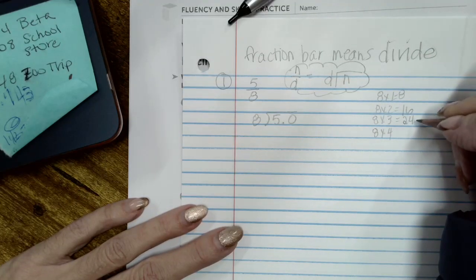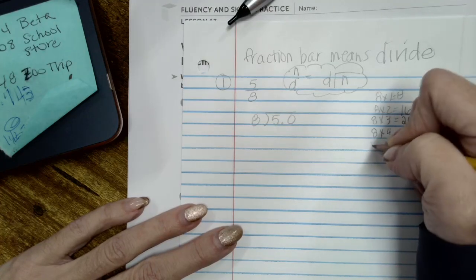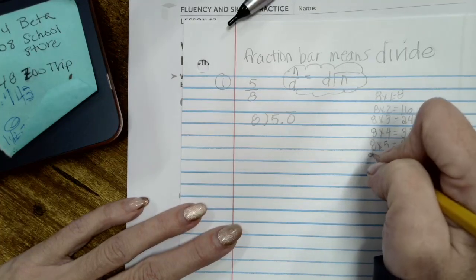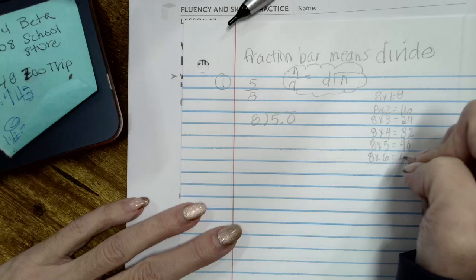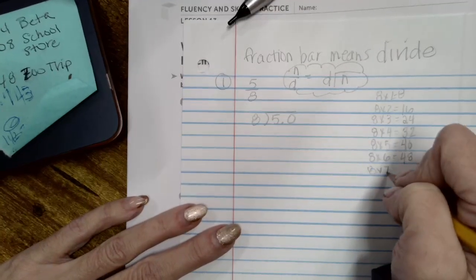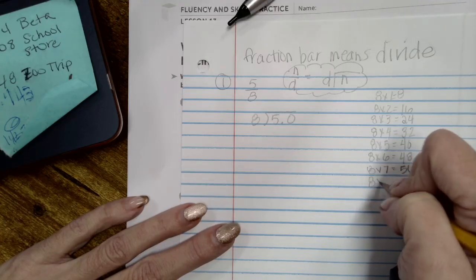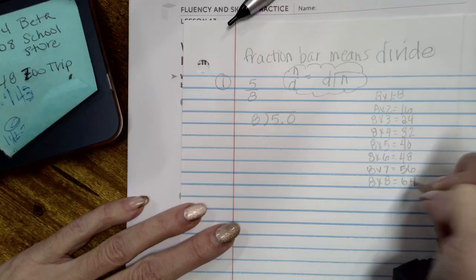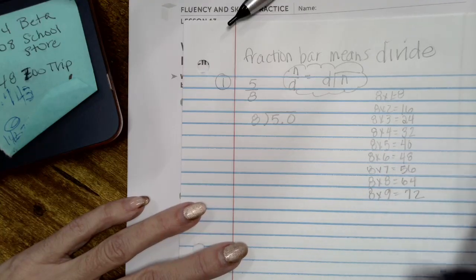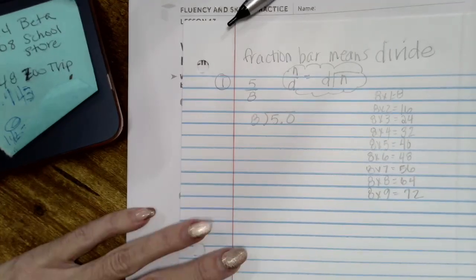After I get here, I just add 8 to the next one. So 24 plus 8 gives me 32. I add 8 more, that gives me 40. I add 8 more, that gives me 48. I add 8 more, and that's going to give me 56. I add 8 more, 64. I add 8 more, and that gives me 72. So again, I personally think that this helps.